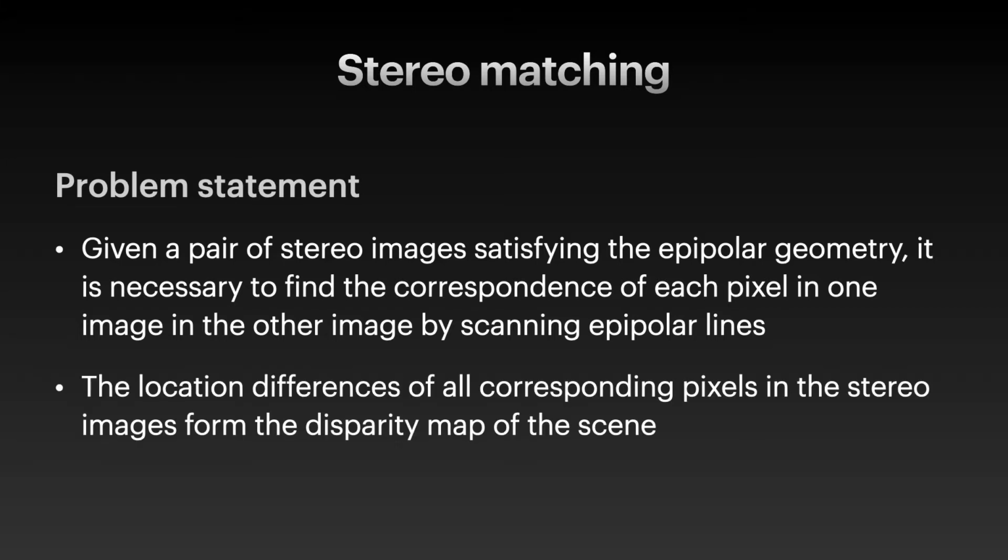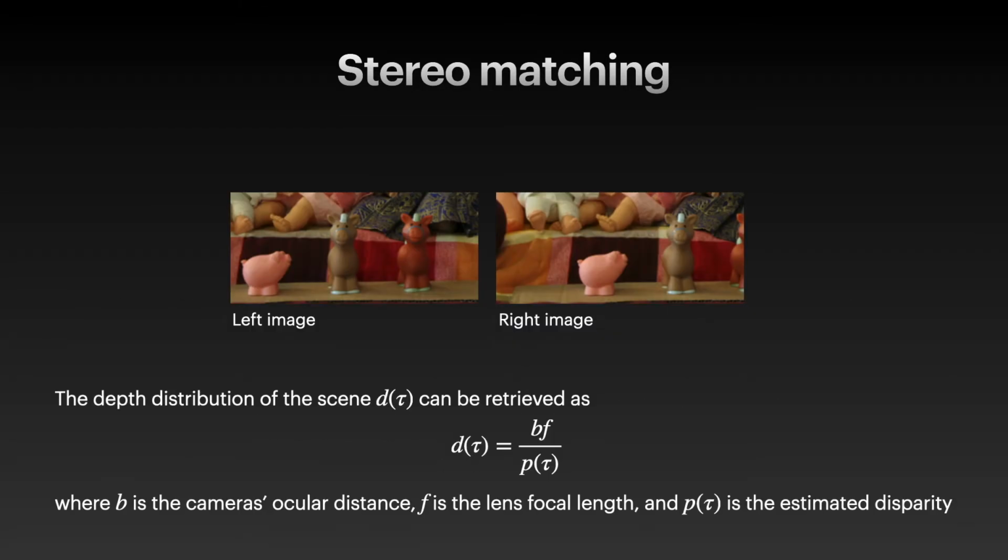The location differences of all corresponding pixels in the stereo images form the disparity map of the scene. For each pixel in one stereo image, a small image fragment is constructed. Each resultant image fragment contains an implicit target with unknown shape centered at the origin. The target is embedded on a non-overlapping background with unknown statistics.